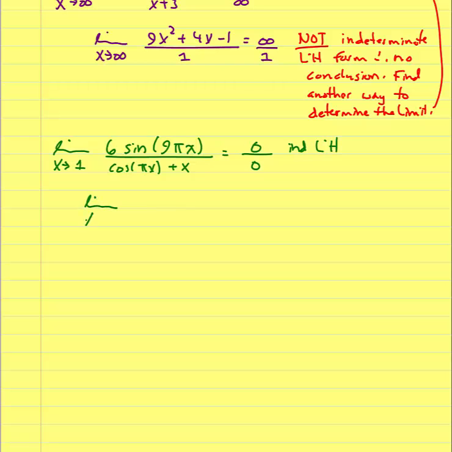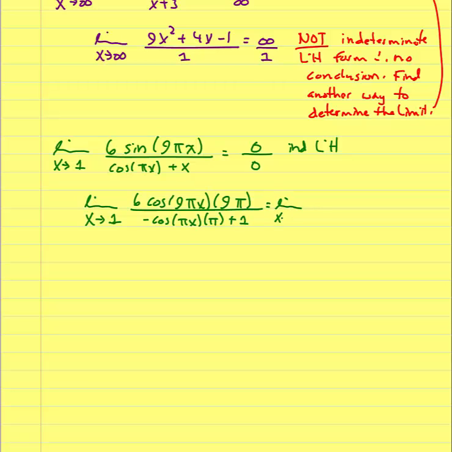So I can start by taking my derivatives. Now I'm just going to drag the 6 along. The derivative of the sine of an argument is the cosine of the argument times the derivative of the argument, which in this case is 9 pi. The denominator, the derivative of the cosine of u, cosine of the argument, is negative cosine argument prime. And the derivative of x, of course, is 1.